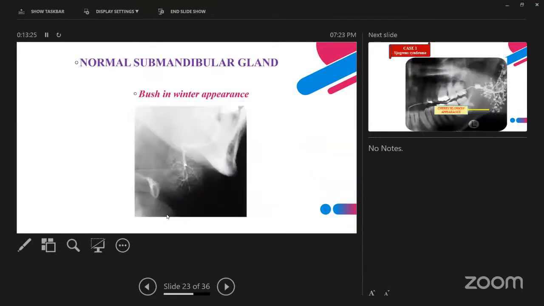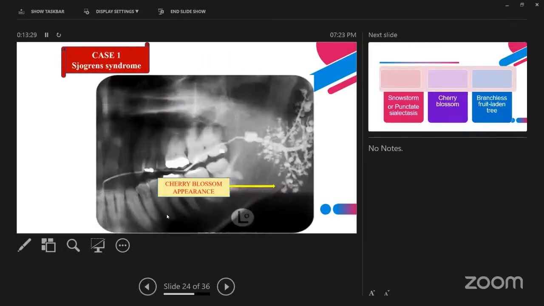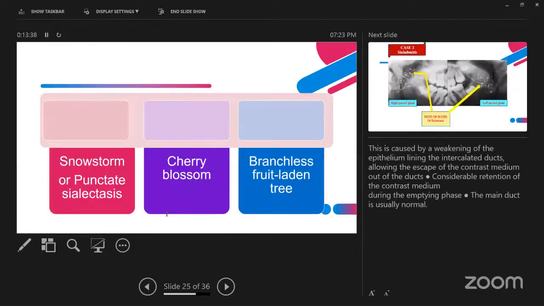So next, this is normal submandibular salivary gland, bush in winter appearance. So this is Sjogren syndrome. Here the appearance is called snowstorm or punctate sialectasis, cherry blossom, and branchless fruit-laden tree. So these 3 appearances are the same.